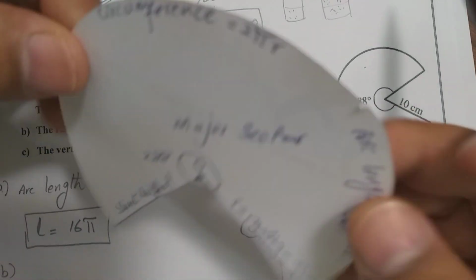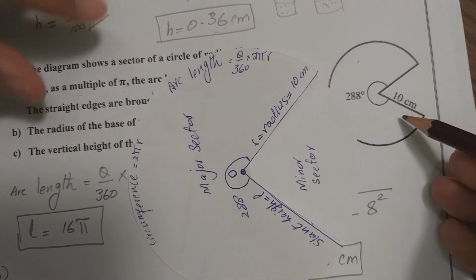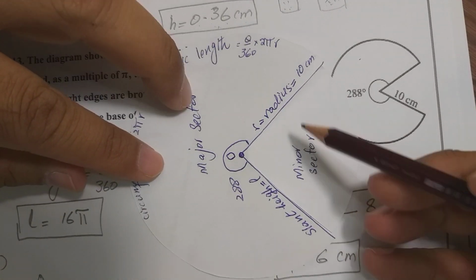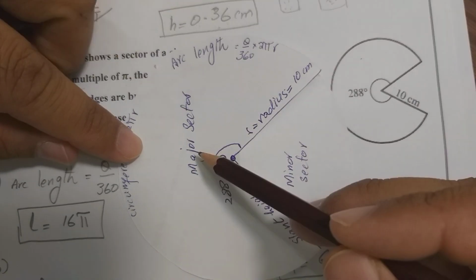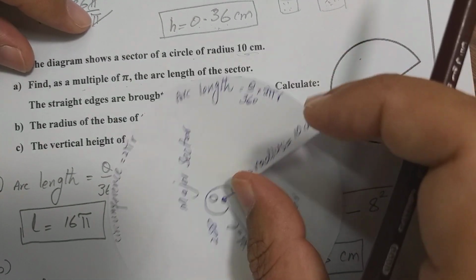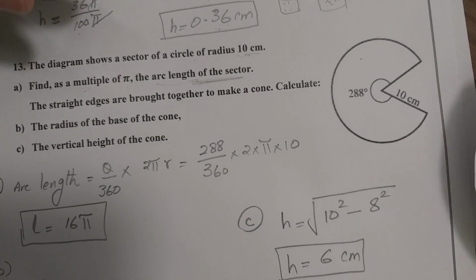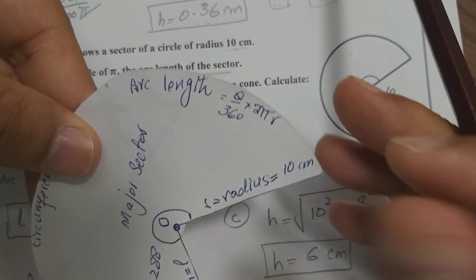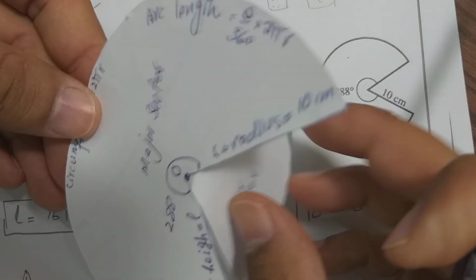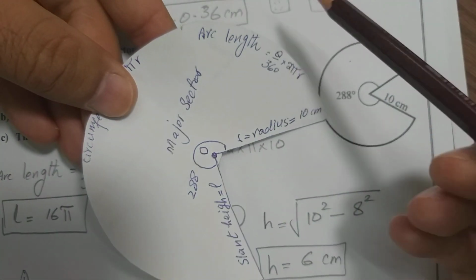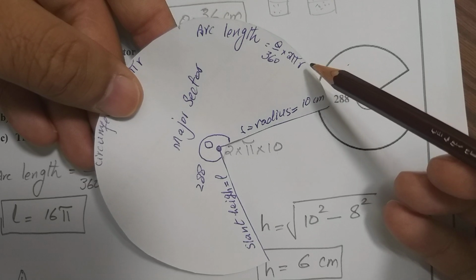Now here I just took the information as given here. The radius is 10, I consider this 10 centimeter, and this is 288, and this is the major sector. So I need to find the arc length. The formula for arc length: if it is a complete circle, it becomes the circumference, but if I make a sector, this becomes the arc length. So we need to find the arc length.